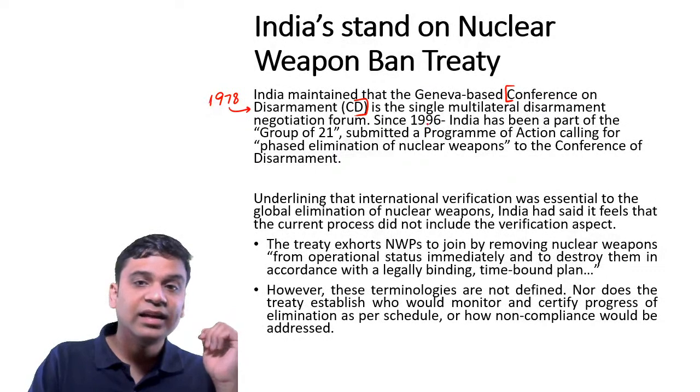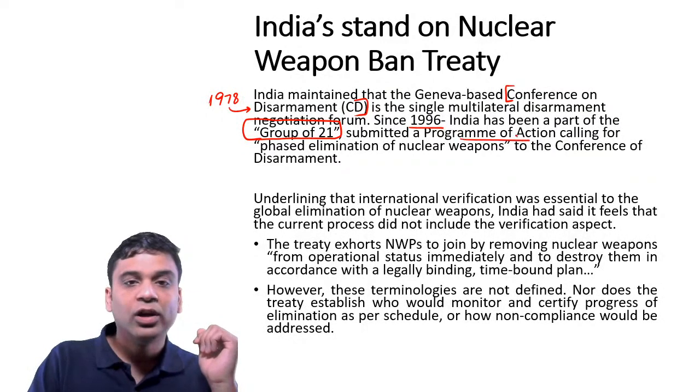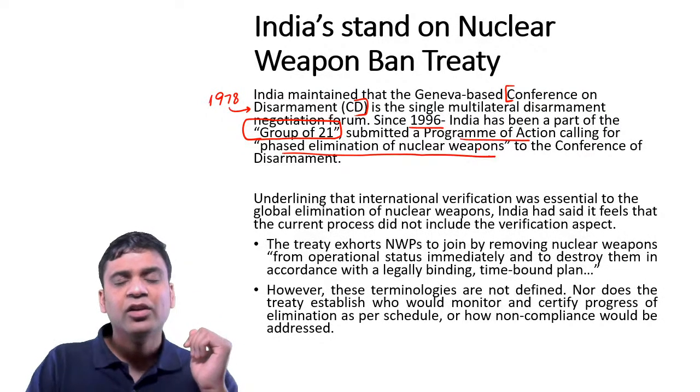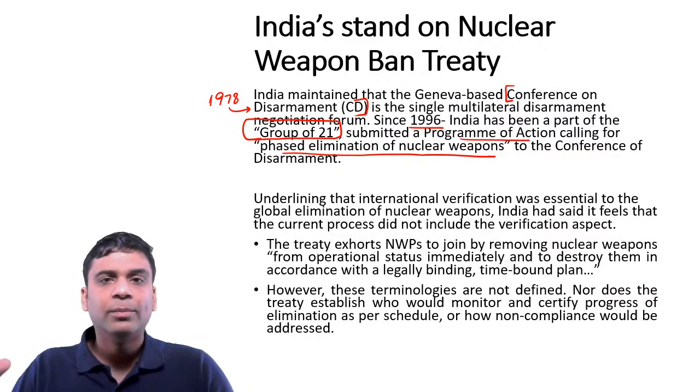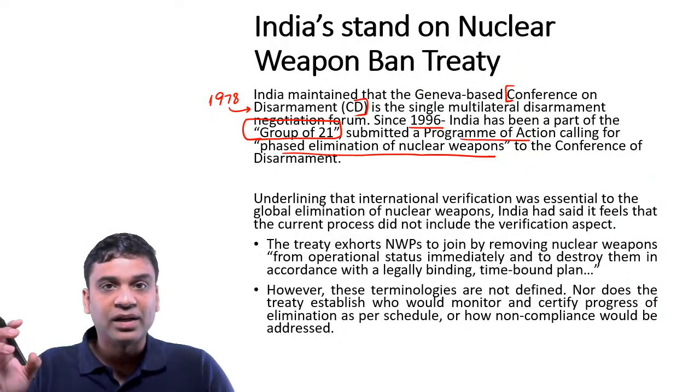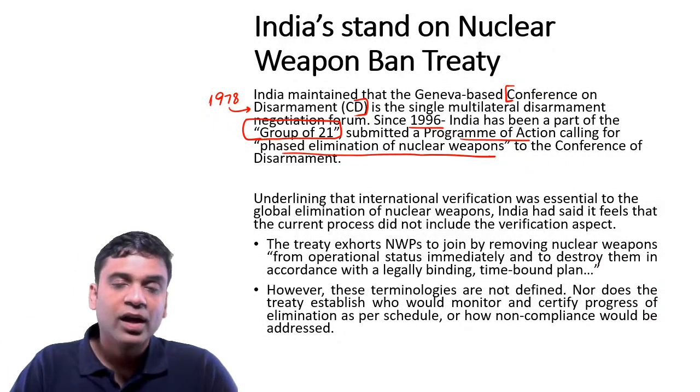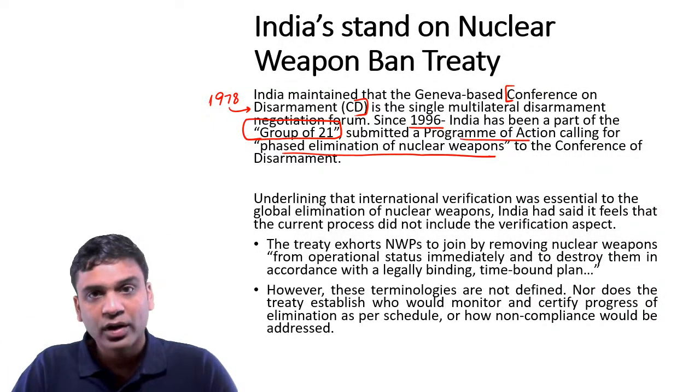And since 1996, India has also been part of the Group of 21. It's a program of action calling for phased elimination of nuclear weapons. So we have worked on eliminating nuclear weapons, on complete disarmament. Since the time of Jawaharlal Nehru, our first Prime Minister itself, we are working on it.